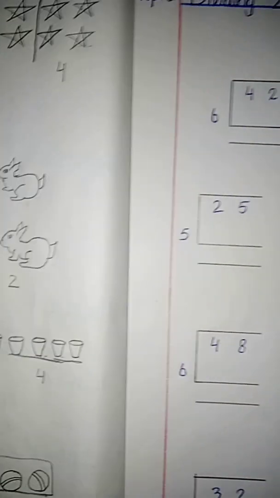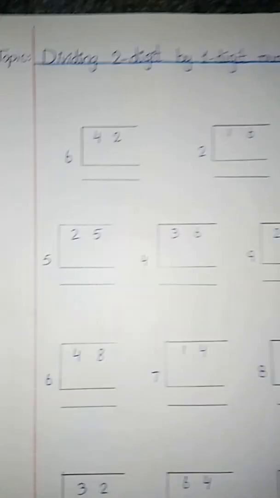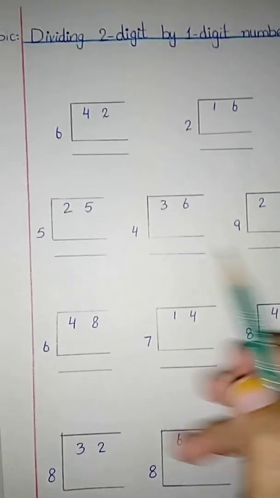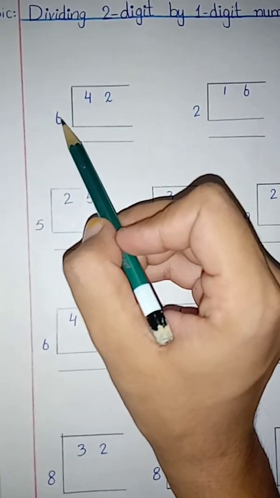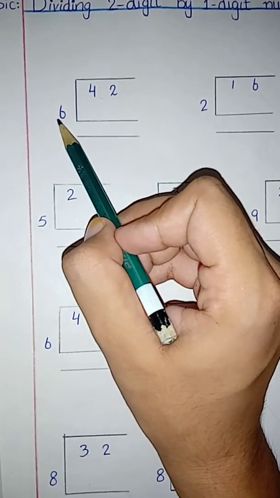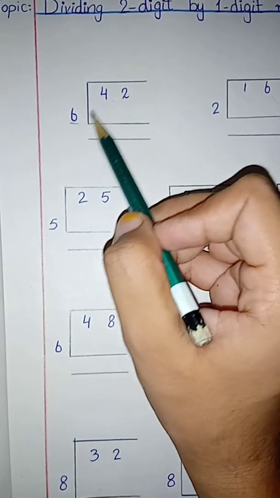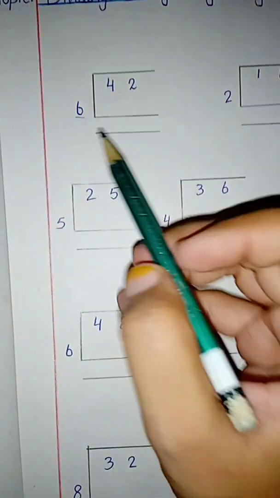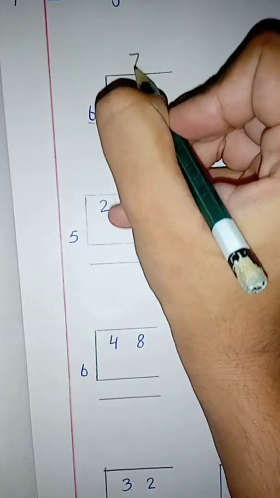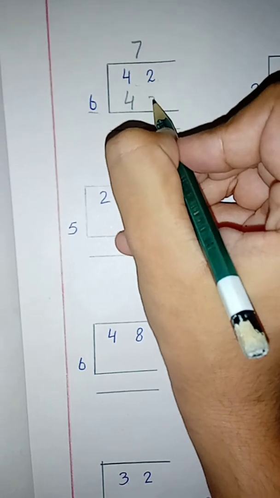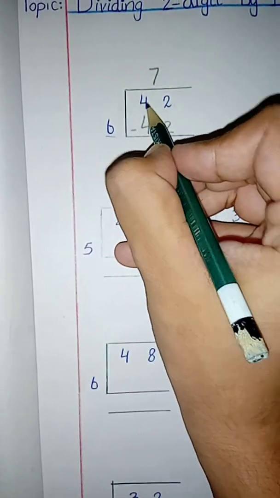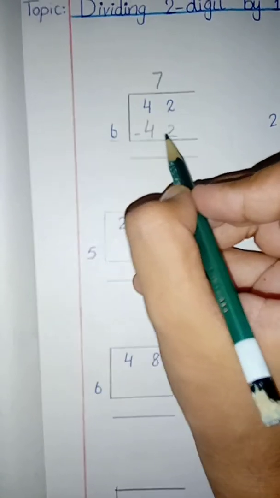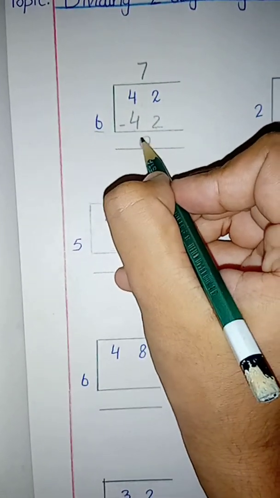Okay students, now we will do dividing 2-digit by 1-digit numbers. The first question is 42 divided by 6. We read the table of 6 to get the answer 42. So 6 sevens are 42. Now we subtract 42 minus 42, which is equal to 0.